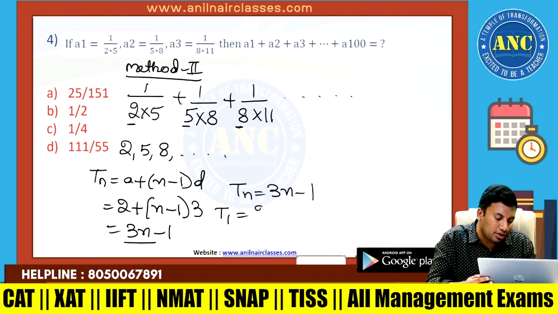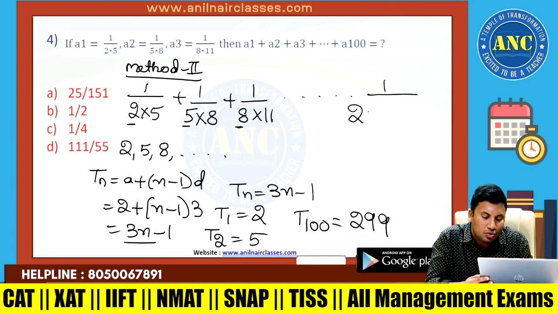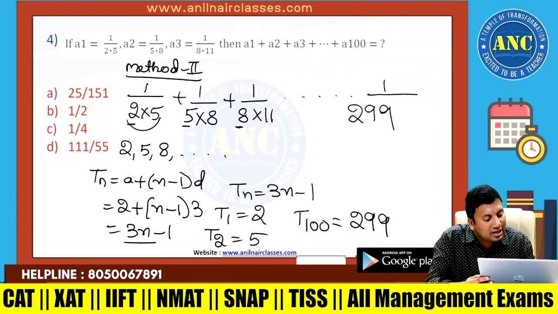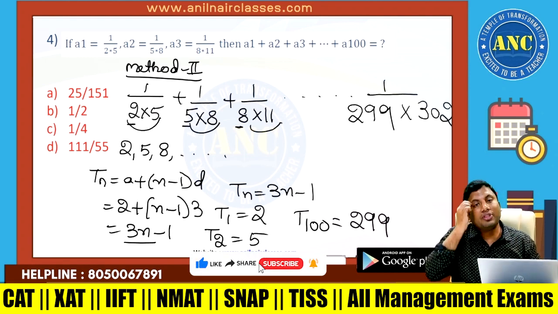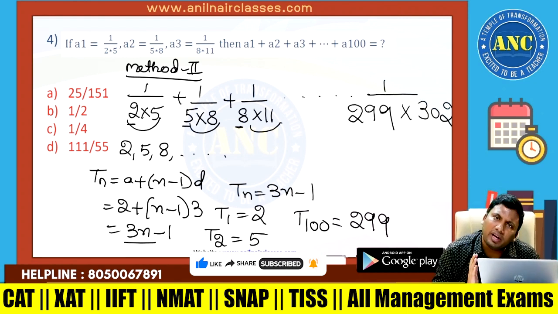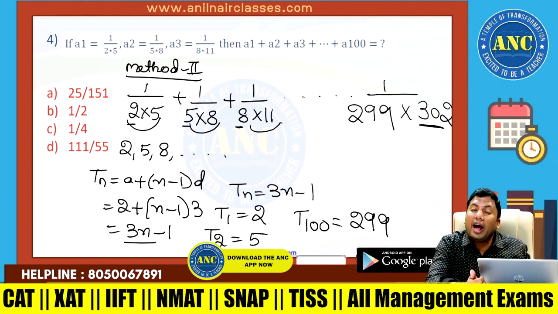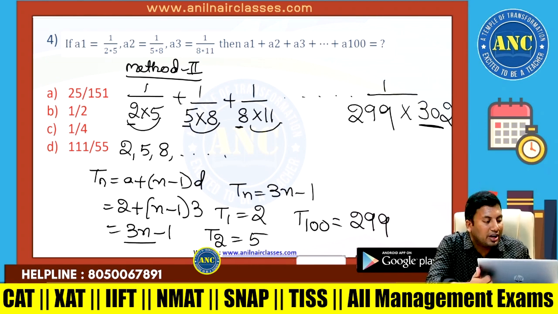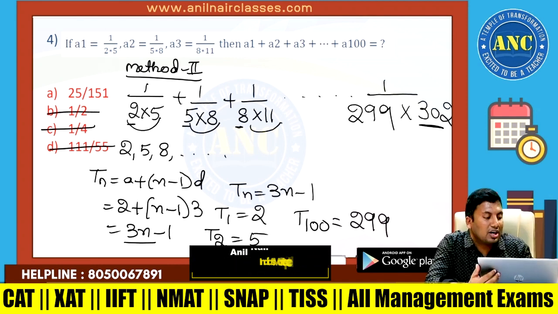T1 is nothing but 3 minus 1, 2. T2 is nothing but 6 minus 1, 5. T100 is nothing but 300 minus 1, 299. So 100th value is 299. Every time there is an increase of 3. So 3 increase is 302. Just by looking at the question you can say 302. Answer should be either a factor of 302 or 302. D is eliminated. 1 by 2 is 50%, not at all possible.